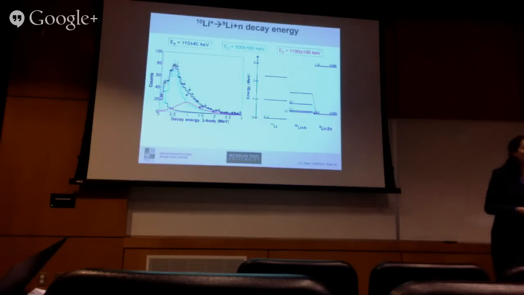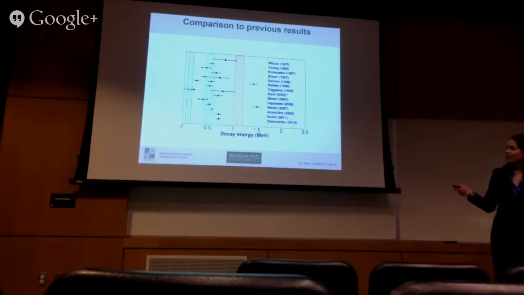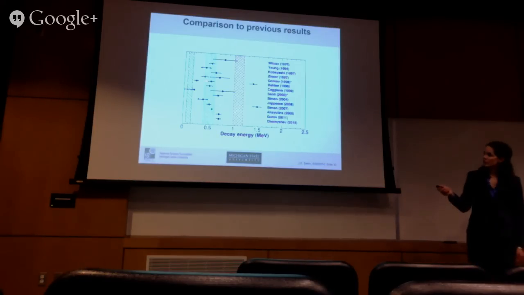These would all be positive parity states that decayed by emitting an L equals 1 neutron. We can compare this as well to previous measurements. And this shows all previous measurements of positive parity states in lithium-10. Our measurements fit on top right here. So the green box is fully consistent with other measurements, and the blue box is close to the previous measurements of a 1+ state in that area.